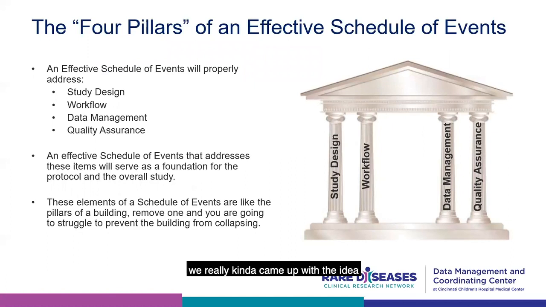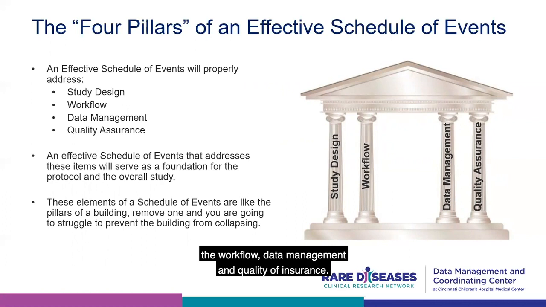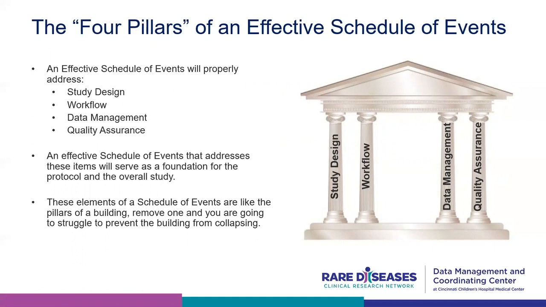So when putting together this talk, we really came up with the idea that there are 4 pillars of an effective schedule of events. These 4 pillars are your study design, the workflow, data management, and quality assurance. An effective schedule of events will properly address all 4 items and properly set them up.